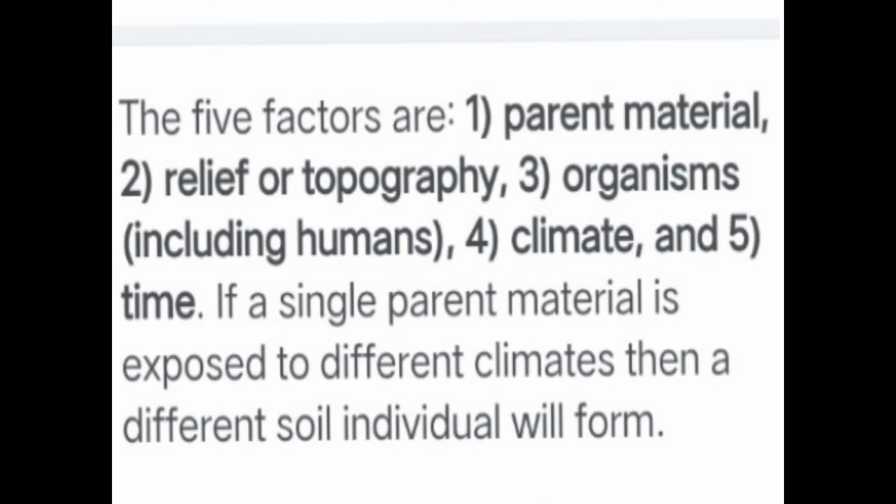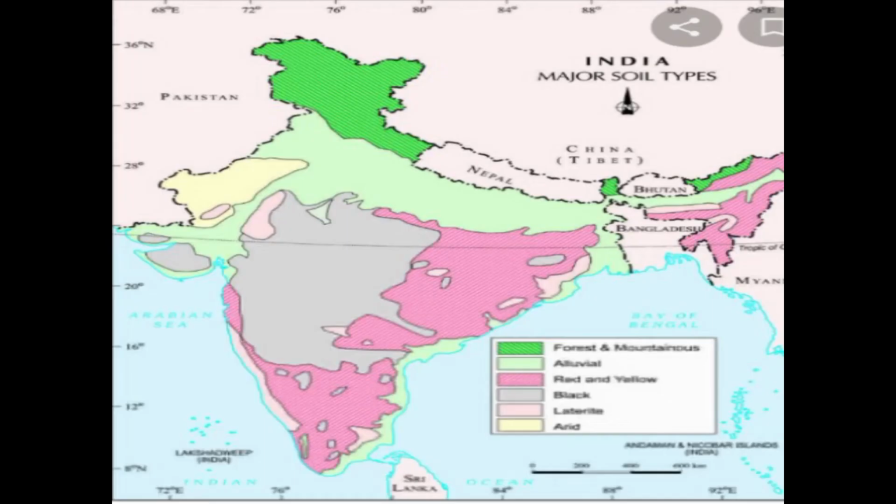The factors responsible for the formation of soil are the parent rock material, the relief or the flow of water, and the topography, the land with regard to its structure: mountains, plateaus, plains, etc. The organisms, from microorganisms to human beings, also contribute to the formation of soil and the movement of soil from one place to another. The climate and the time also play a significant role in the formation of soil.